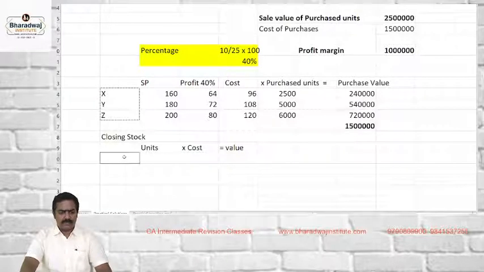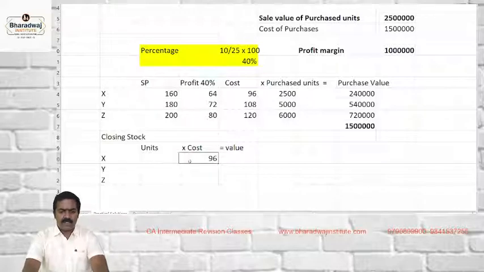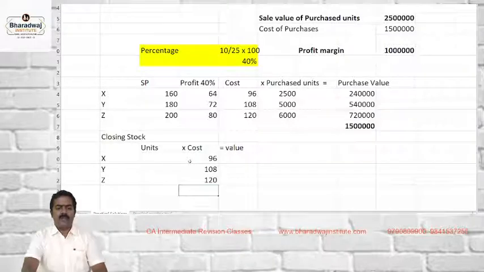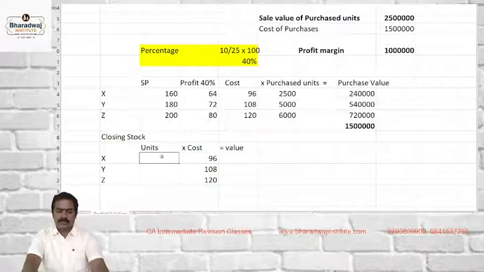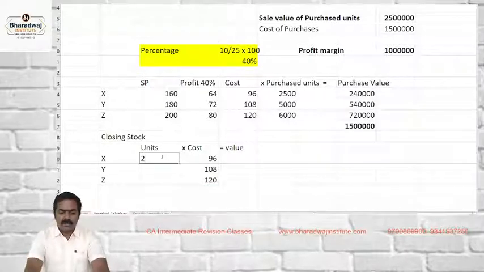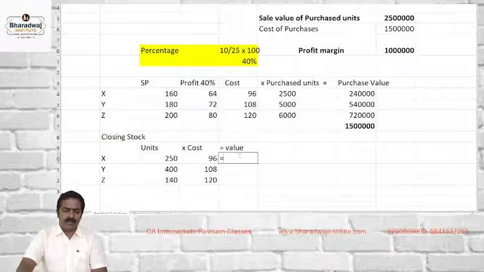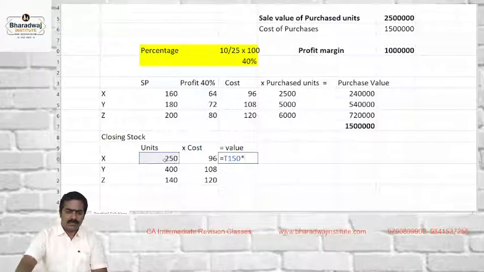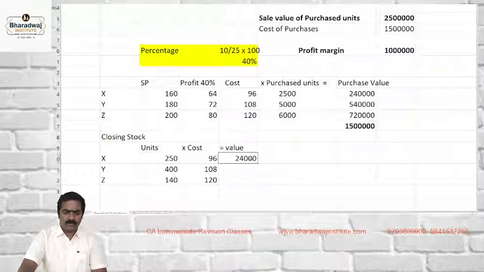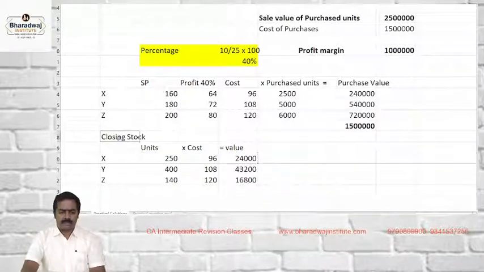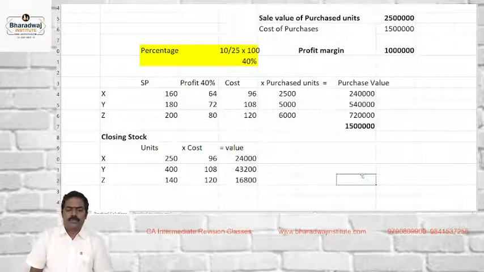XYZ. Cost is how much? 96, 108, 120. How many units given in the problem? 250 units, 400, 140. Multiply this, you will get the value. This we require for which one? Trading account.